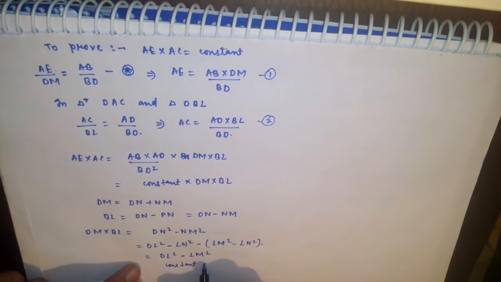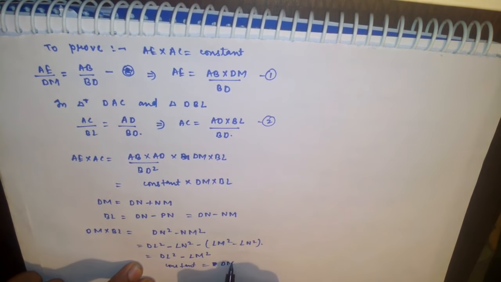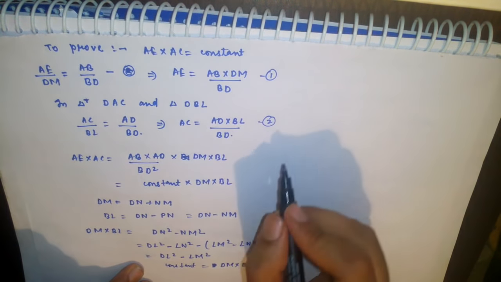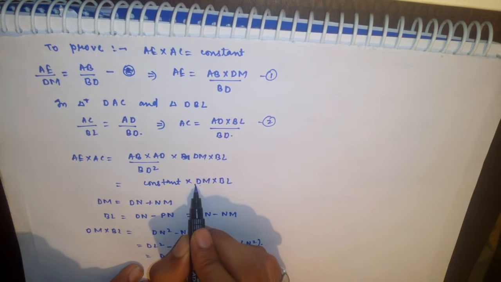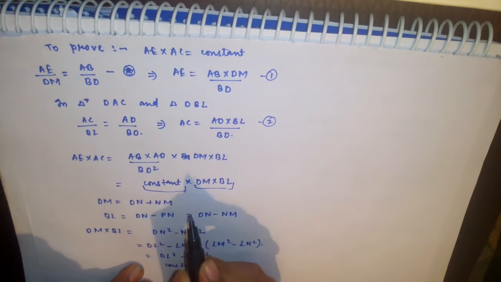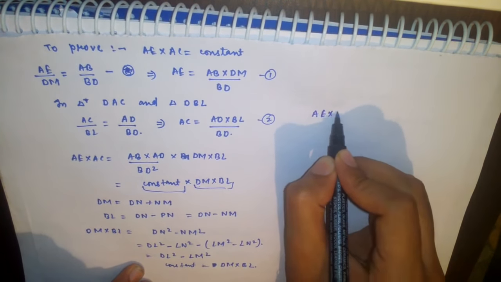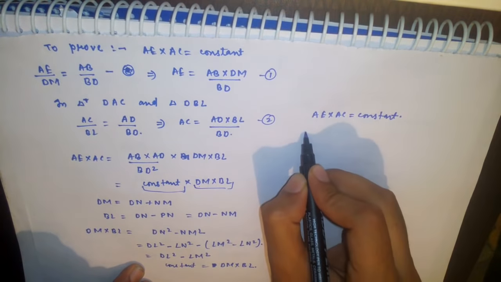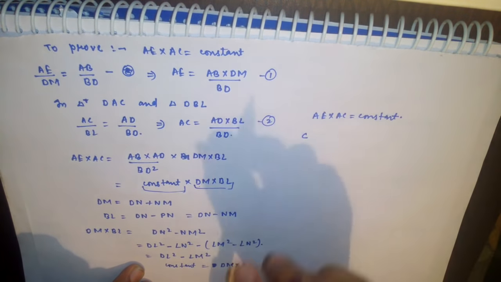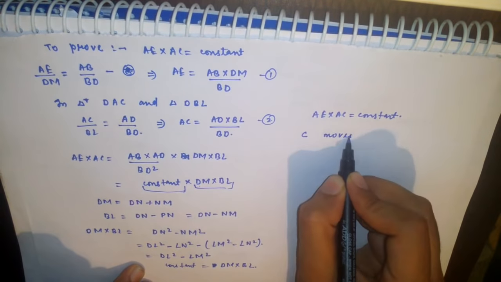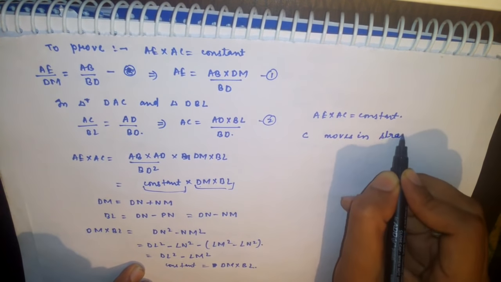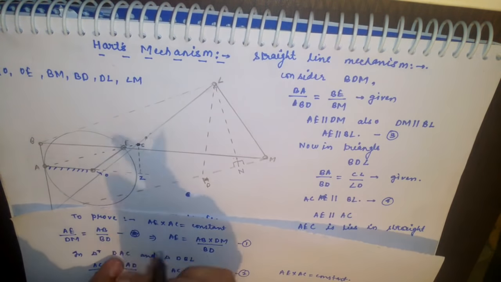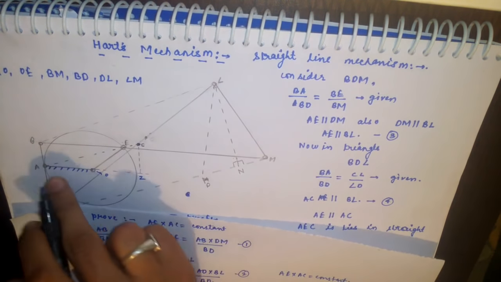So DM into BL is constant, and this is also constant. So AE into AC is equal to constant. Hence, since this is constant, point C moves in a straight line which is perpendicular to AZ.